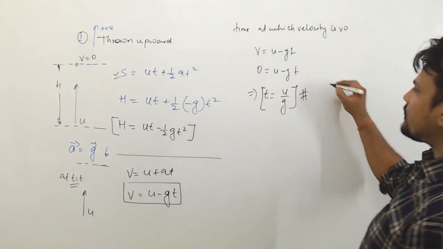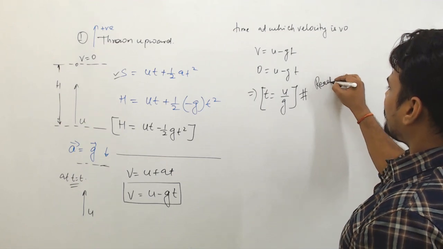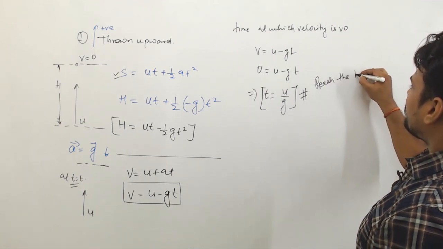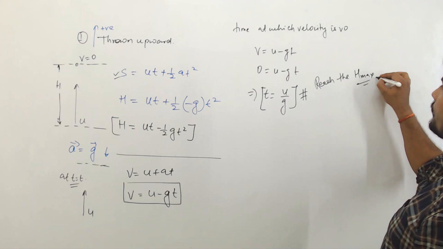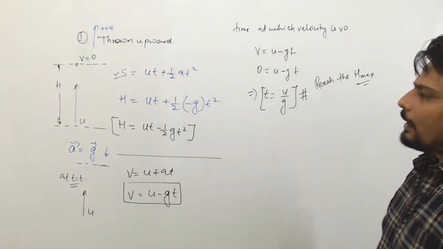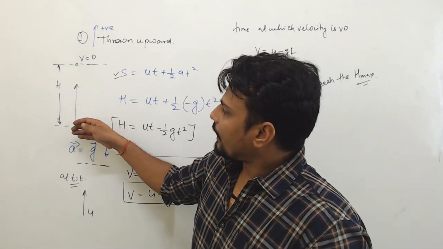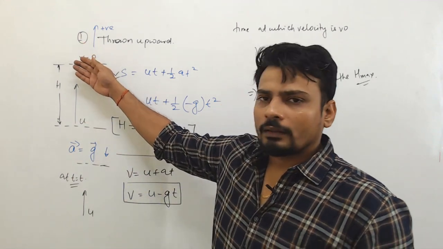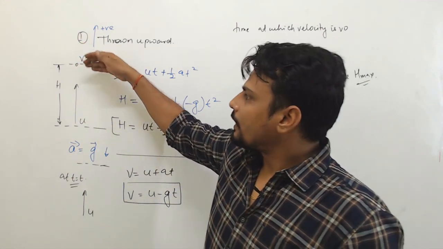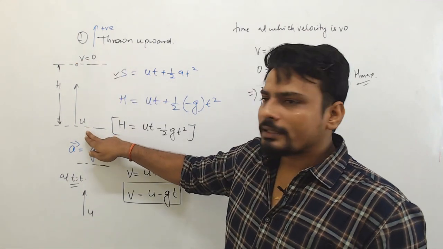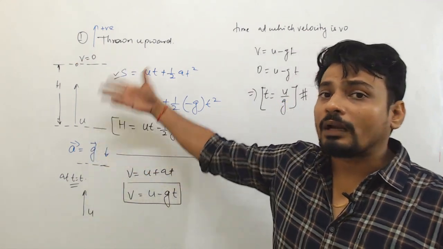It means this is the time to reach the maximum height. This is the time it takes to reach the maximum height. अच्छा अच्छा ठीक है, कोई बात नहीं. You must know one thing. The time it takes to go up will be same as the time it takes to come back to the same position from where it was thrown upward.